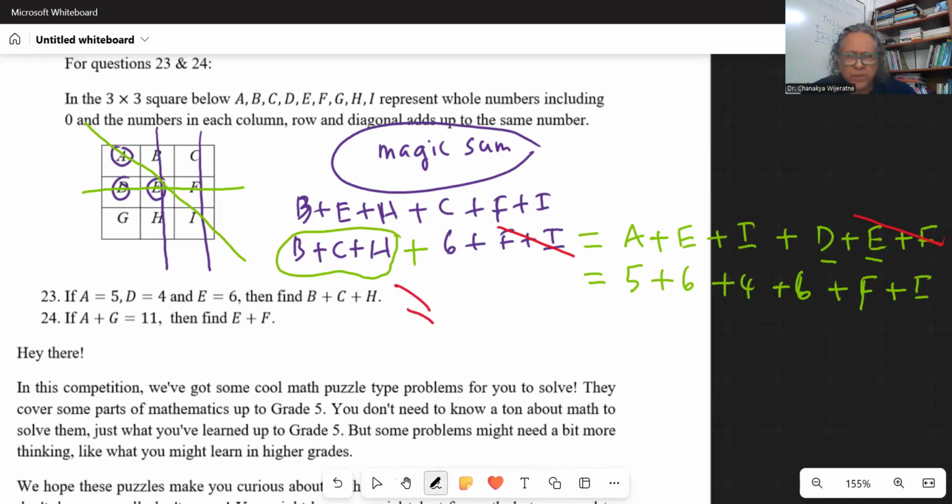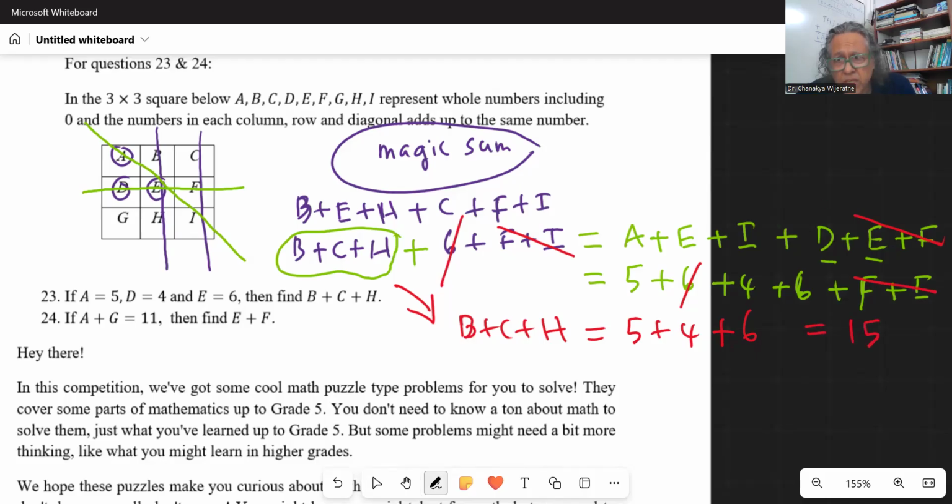So that means B plus C plus H is B. And we can also remove 6, that weight we can remove from the two pens. And then what do we have left? We have left 5 plus 4 plus 6. So we remove this. So what is this? It's actually 15. So the answer is 15.